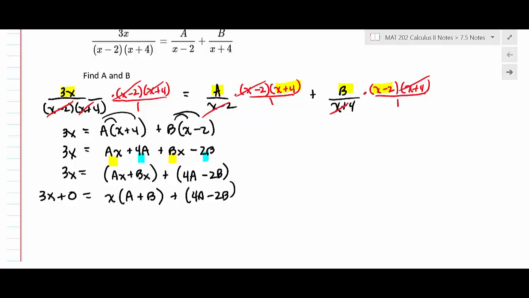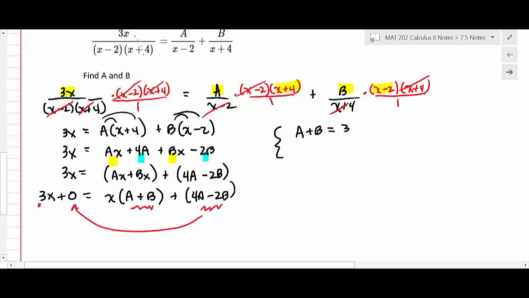Okay, it's got to. Okay, what you're going to end up having is whatever is with x is going to be equal to the coefficient of that. Those don't have variables, so they got to be equal to 0. So what you're going to have is a system of equations. You got 2 equations and 2 unknowns. So what you solve now is this system. So we're going to have a plus b is equal to 3. So again, this thing right here has to be that. It can't be anything else. And then this thing right here has to be 0. So you would have the second equation, 4a minus 2b is equal to 0.